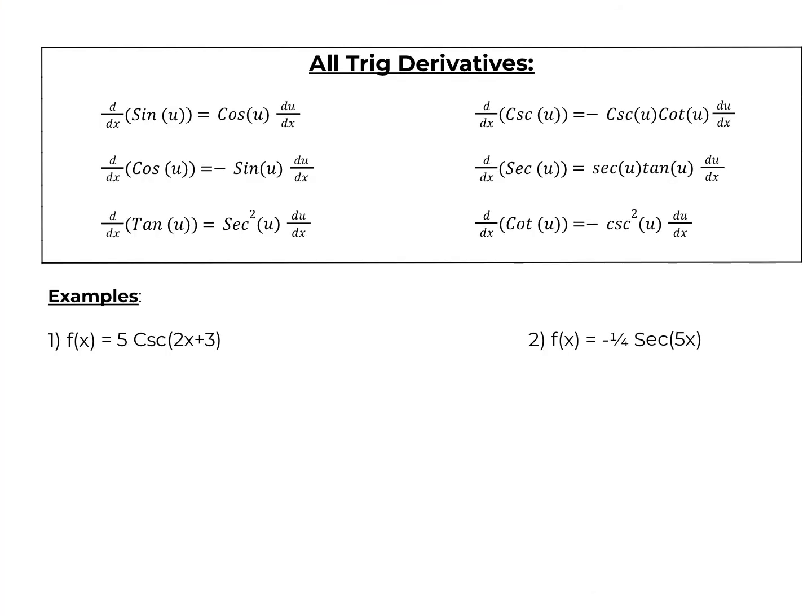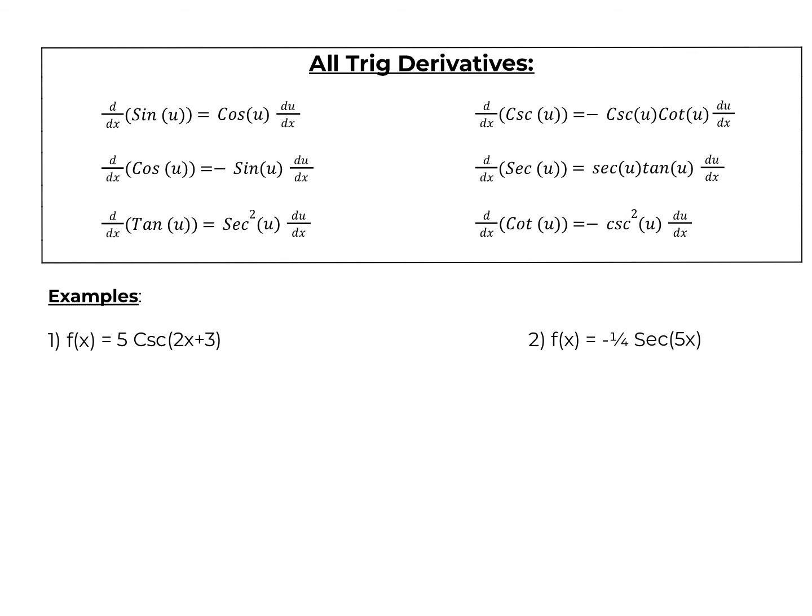Okay, so the derivatives that you should have proved are here. So we did tangent with secant squared. Cosecant, the derivative of that is negative cosecant u cotangent u. Derivative of secant is secant tan, and the derivative of cotangent is negative cosecant squared. We can go over those proofs tomorrow just to make sure that we understand them, but I'd like to get into the examples.